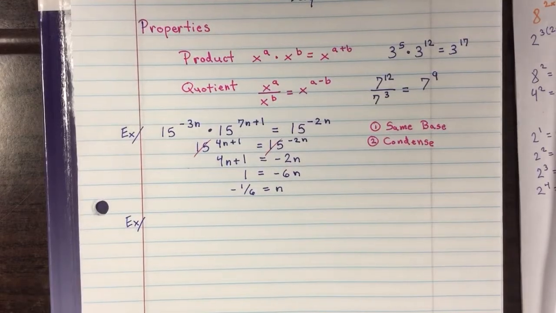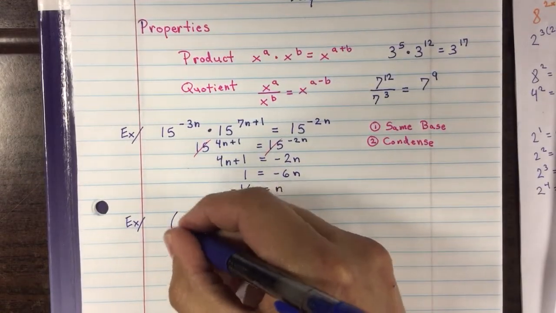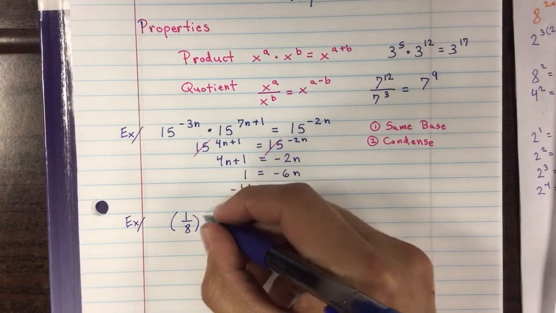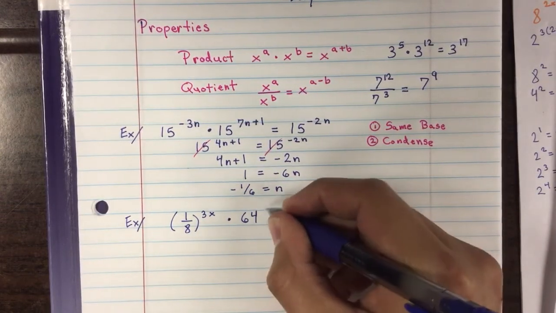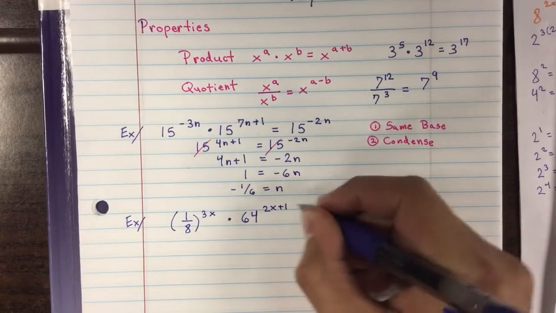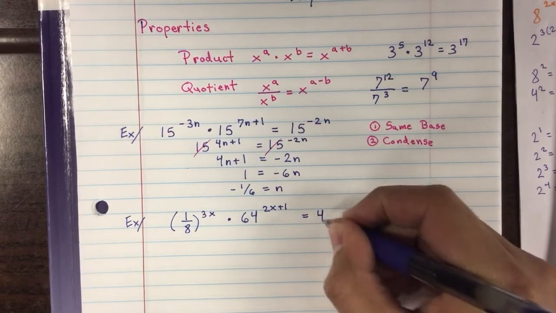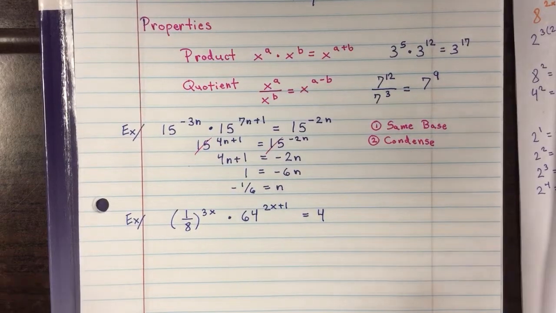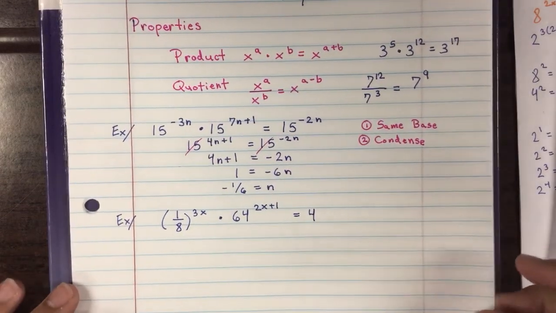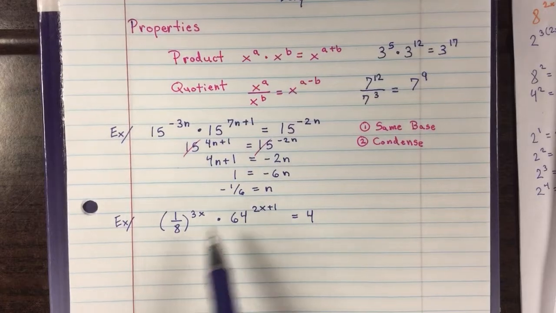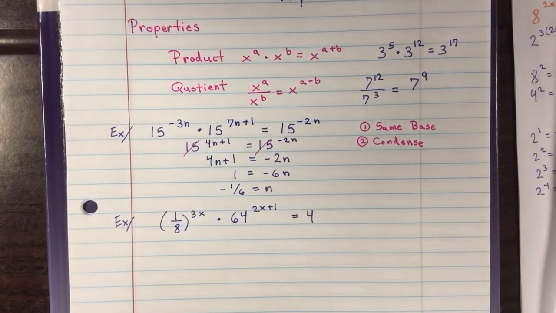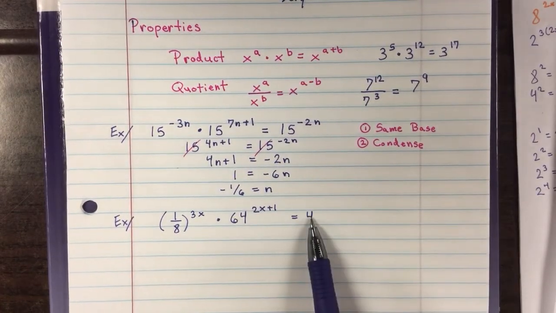Next example is 1 over 8 to the 3rd power x times 64 to the 2x plus 1 equals 4. All right, so this one's a good one. So step number 1 is to get the same base. If I have 8, 64, and 4, my smallest base is 4.